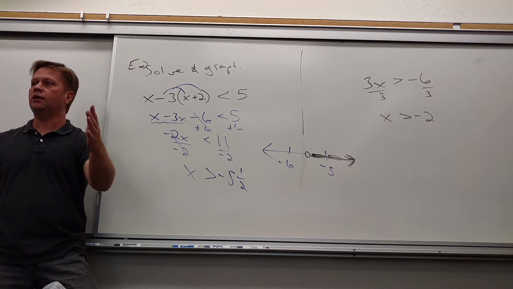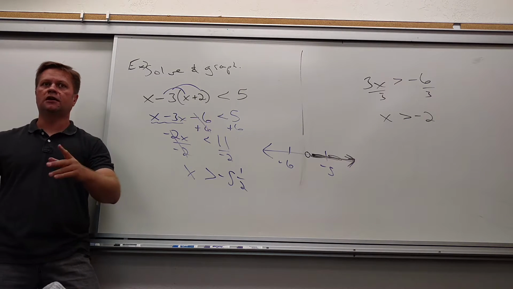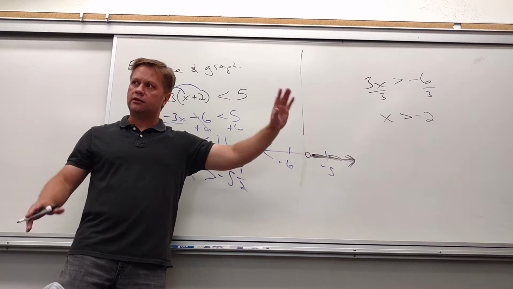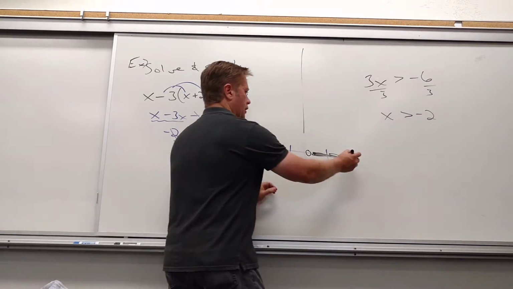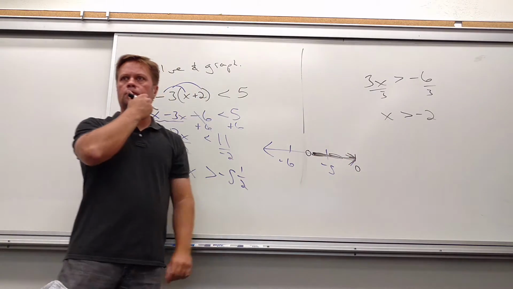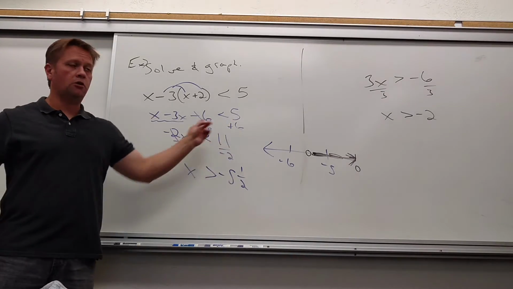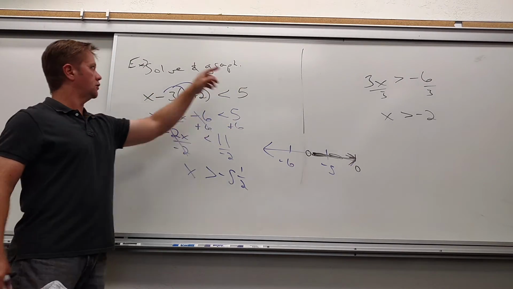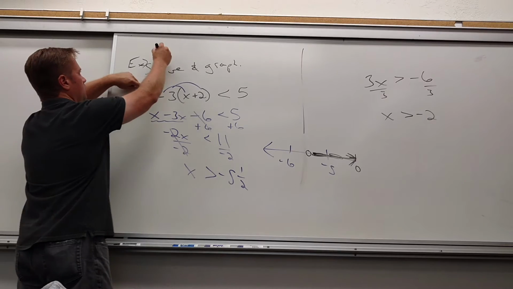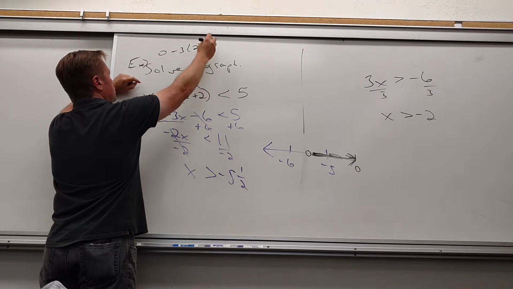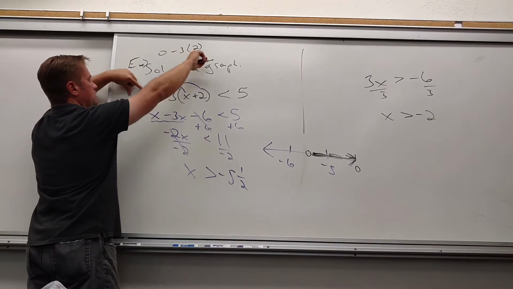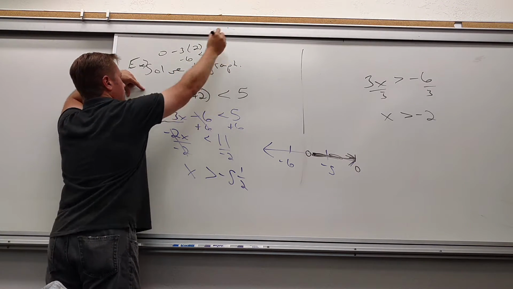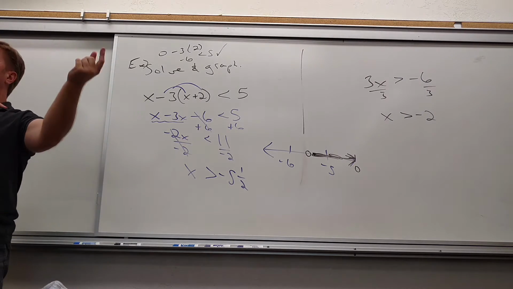So how many numbers can you plug in to check this? An infinite number. I can plug 0 in. Why would that work to check this? It's not perfect, but it gets close. If I plug a 0 in, should it work? Yes, because it's part of my solutions. I've shaded forever in that direction, and 0 is in there. So if I plug a 0 in, 0 minus 3 times 0 plus 2, what's this? Negative 6. Is that less than 5? Yeah. Check. So at least I know I shaded the right way.